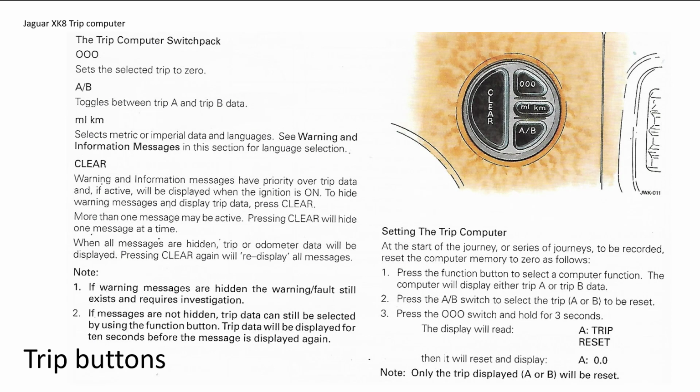Setting the trip computer then: at the start of a journey or a series of journeys to be recorded, reset the computer memory to 0 as follows. Make sure you know which trip you want to do, A or B, select that, and then press the 000 switch and hold it for 3 seconds. The display will read trip reset, and it only resets fully once it shows 0.0. So the 3 seconds is the key thing. It's not immediately obvious as you're going down the road at 20 or 30 miles an hour to keep your finger on the button for 3 seconds, but that's what's needed.